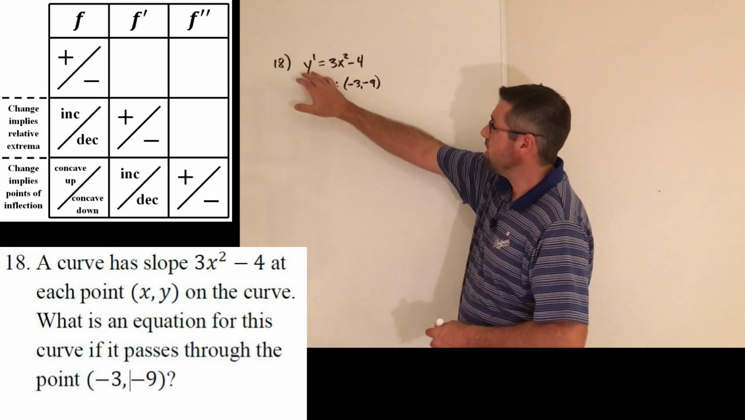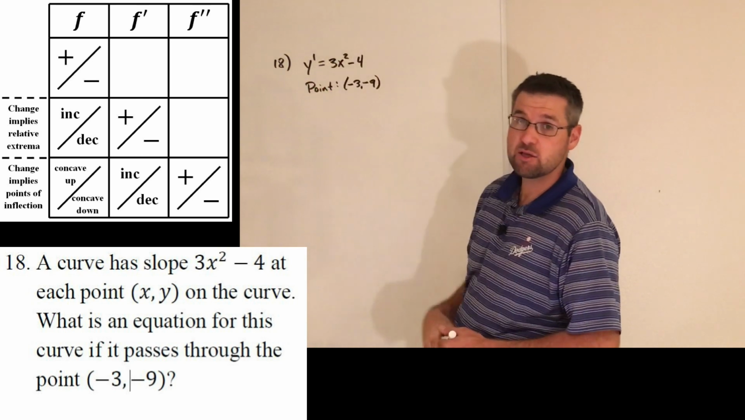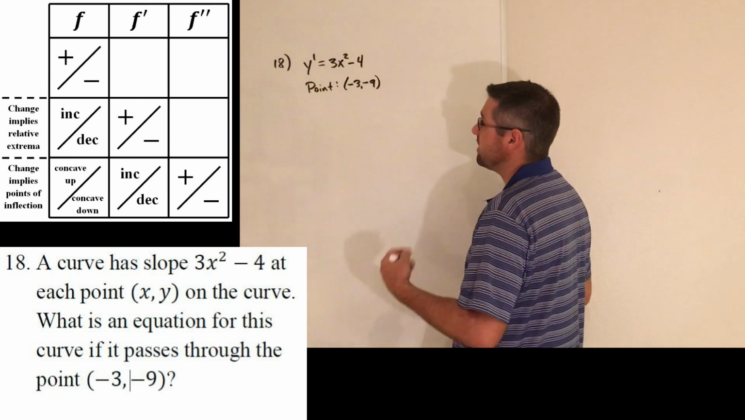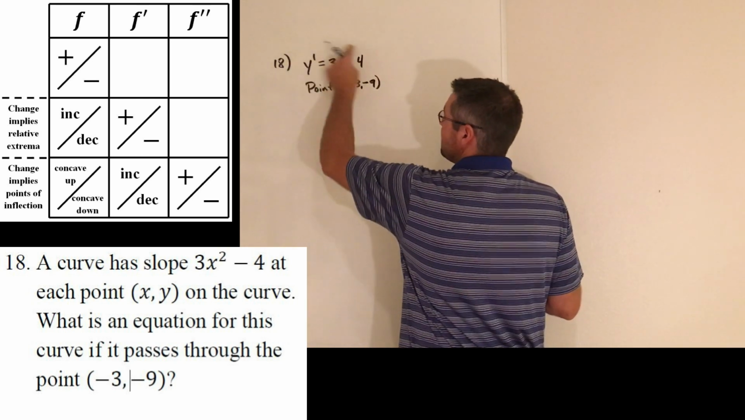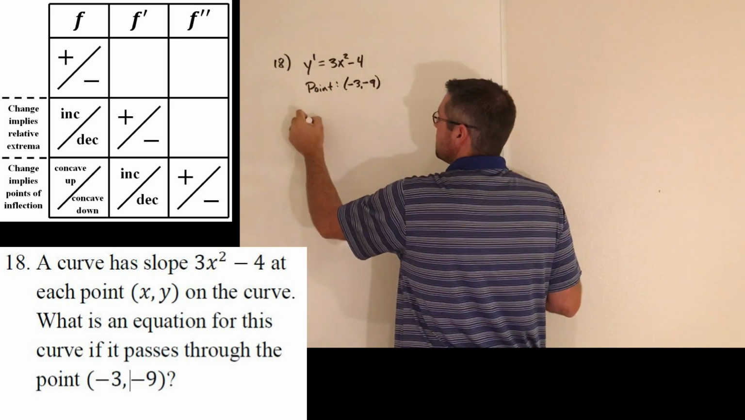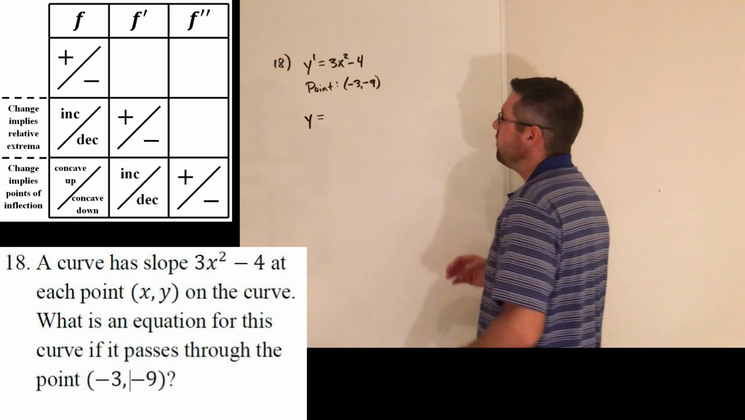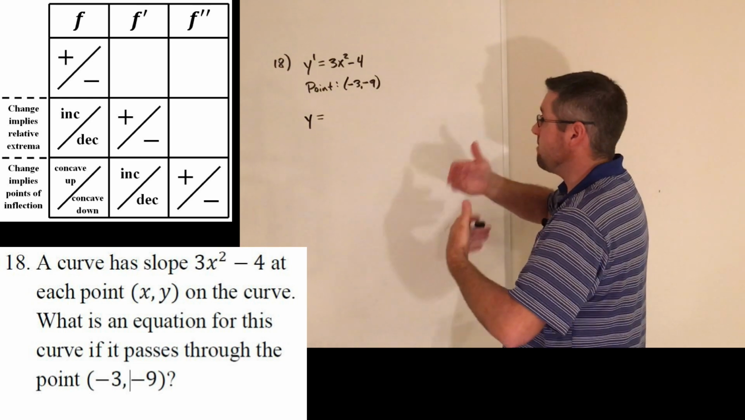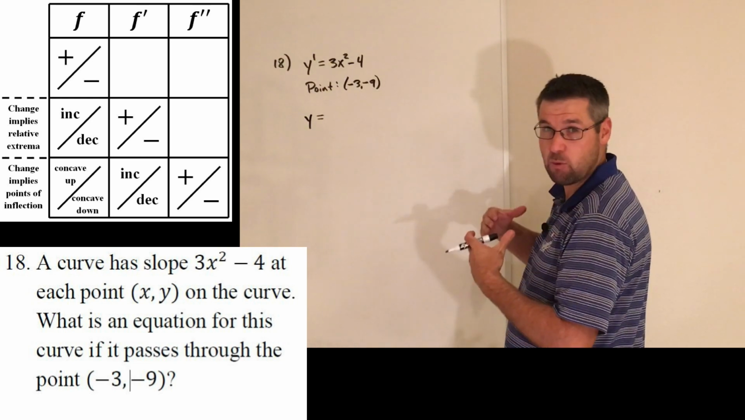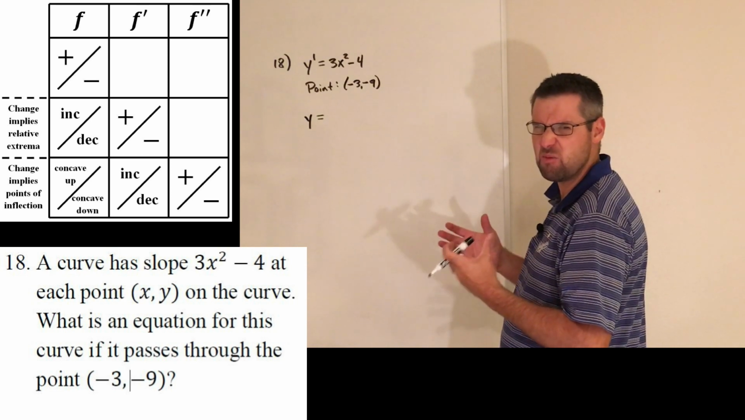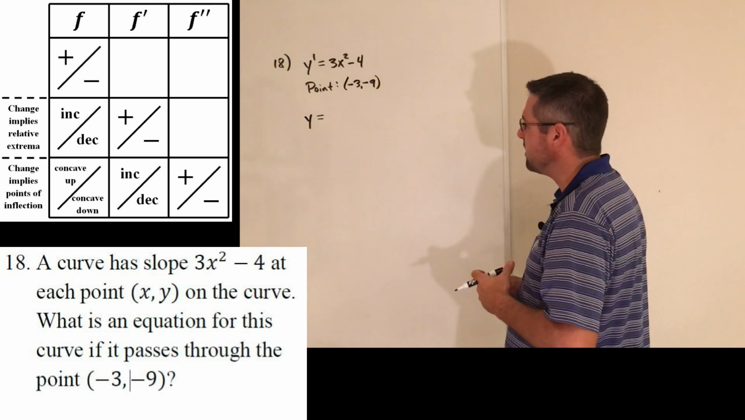So if I'm given y prime, how do I get to the curve? Well, the curve is y. So I have to take the antiderivative of this. So we're going to say y equals the antiderivative of this. Well, the antiderivative is doing the power rule and all our rules backwards. So far, we really only know how to undo the power rule. We'll learn about the other stuff later.